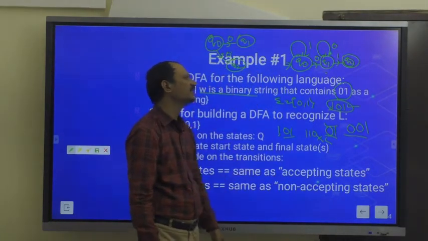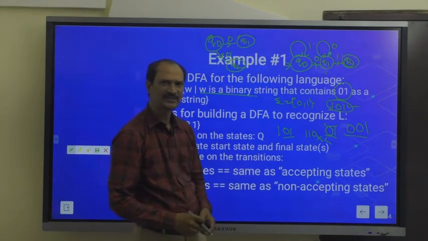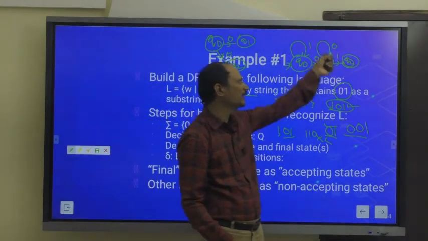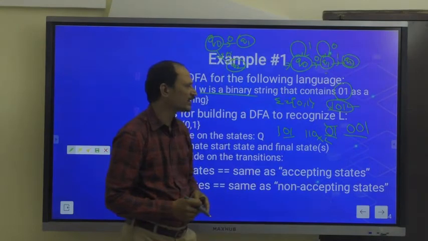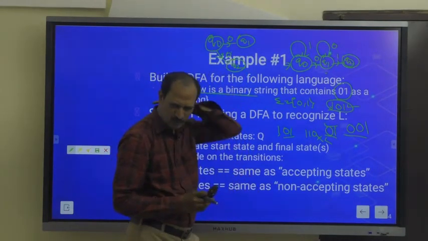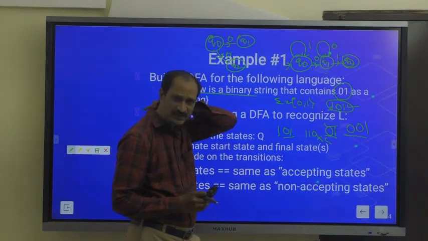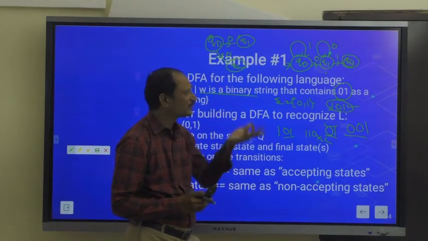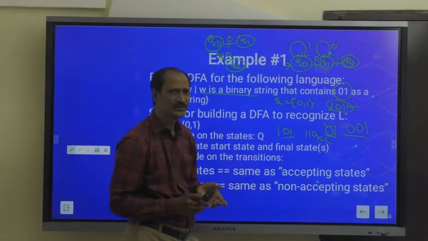Is it containing 01 as a substring? Yes. So I don't have any problem by applying 0 on Q1. I think you are understanding. Now, what about Q2? I have not applied 0 on Q2, as well as 1 on Q2. Now I need to apply both 0 and 1 on Q2.